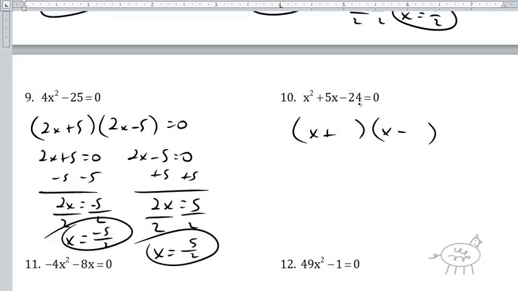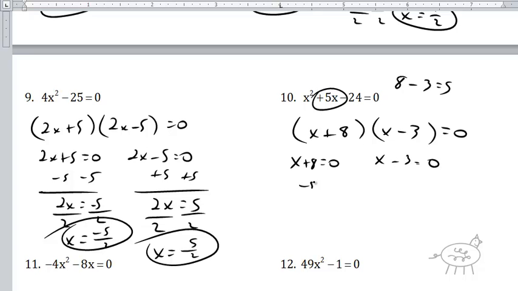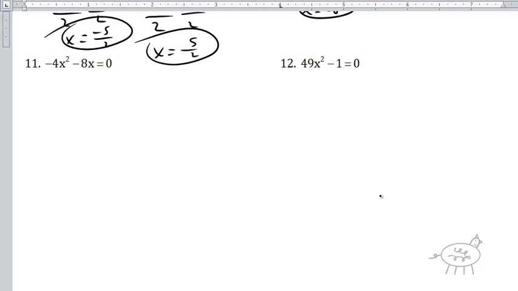Well, again, if I do 12 and 2, 12 minus 2 is 10. How about 8 and 3? Because 8 minus 3 is 5, and that's what we're looking for. If that was negative, then the 8 would be negative, but the 8 is positive, and the 3 is negative. Okay? So x plus 8 equals 0, x minus 3 equals 0. Okay, x equals negative 8. x equals 3. Okay, all right, we're cruising along here.